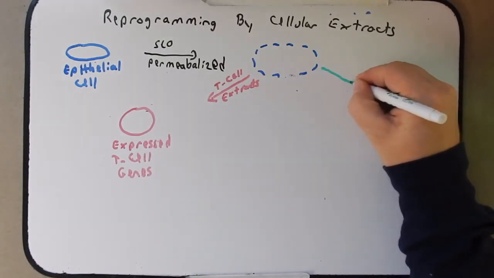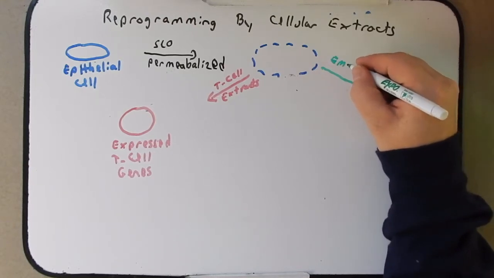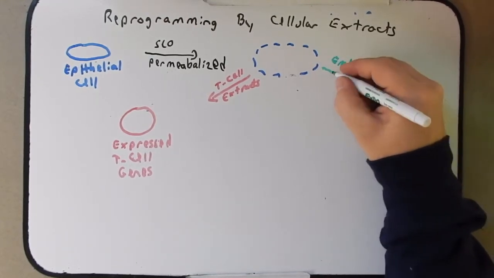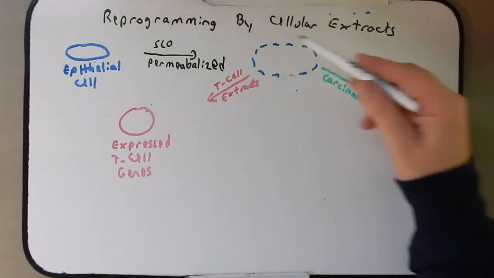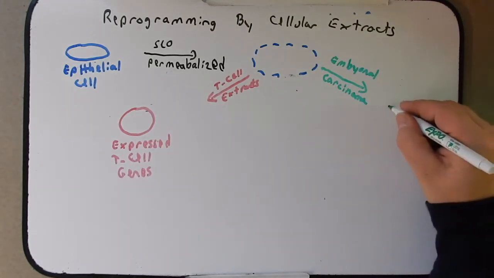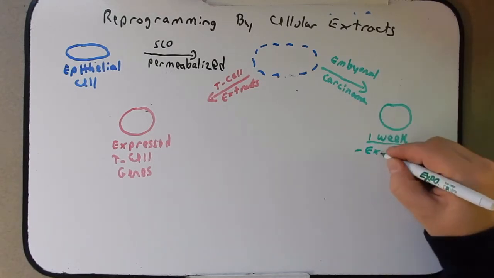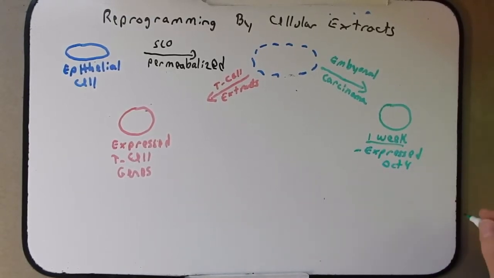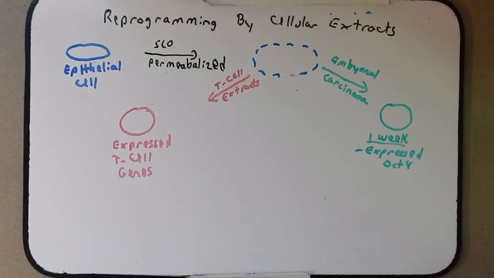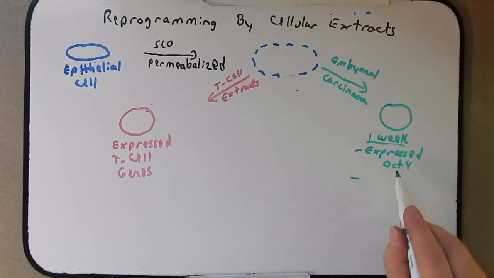They also took these permeabilized cells and added to it the extracts from embryonal carcinoma. So these carcinoma cells, these cancer cells from an embryo, the extracts are bathed in this epithelial cell, and it generated this cell. And these cells, after 1 week, they expressed OCT4. And remember, that was that important transcription factor that turned on a lot of genes necessary to maintain that pluripotent state. So this is now expressed. And of course, this gene is not expressed in the epithelial cell.